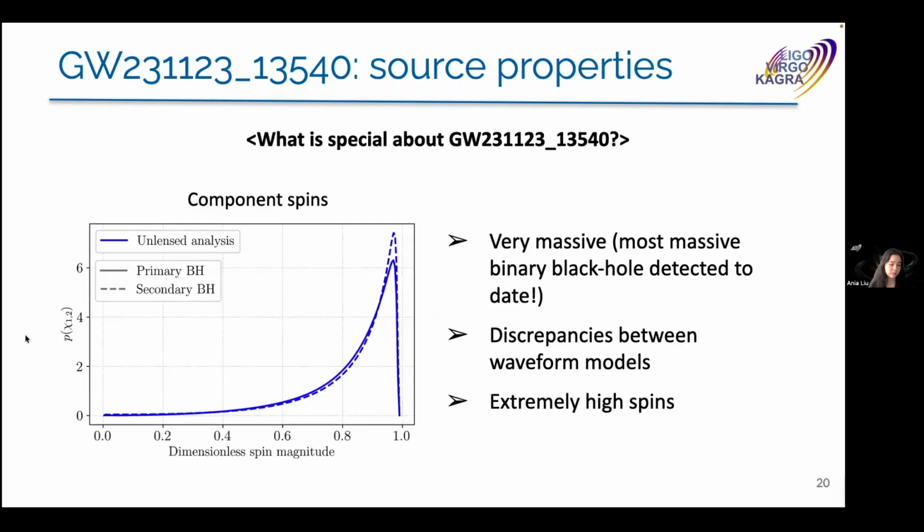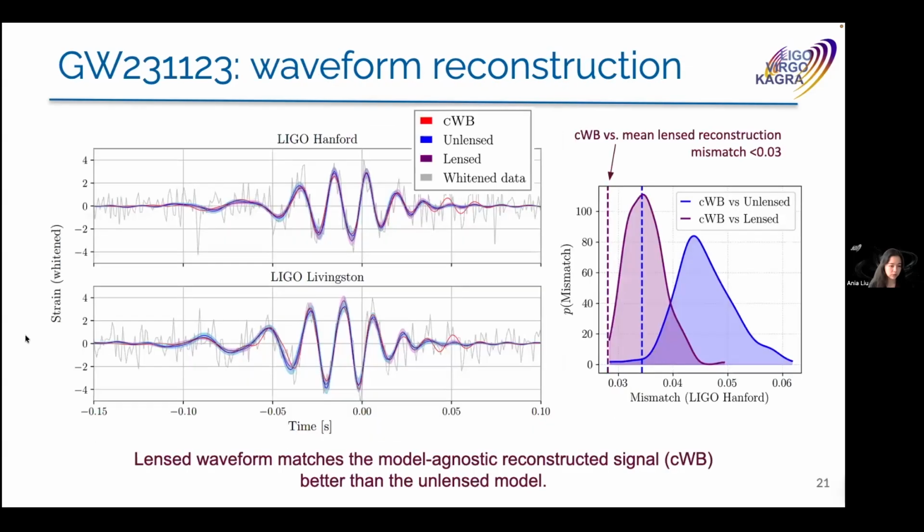To investigate this further, we look at the waveform reconstruction. In the main panel, the light gray lines show the whitened data from the LIGO Hanford and LIGO Livingston detectors. The red curve is a model-agnostic reconstruction, capturing coherent power across the two detectors. The blue curve shows the unlensed reconstruction, while the purple curve shows the lensed waveform.